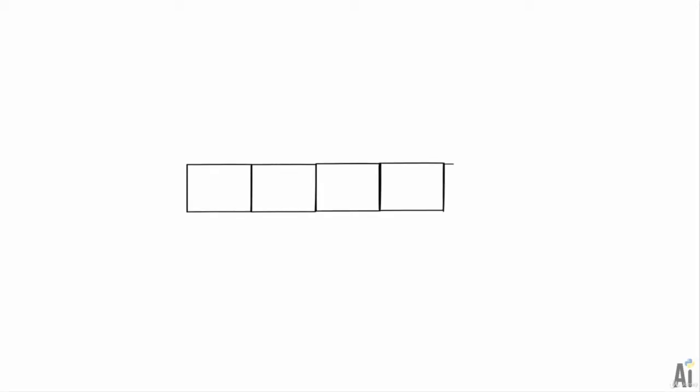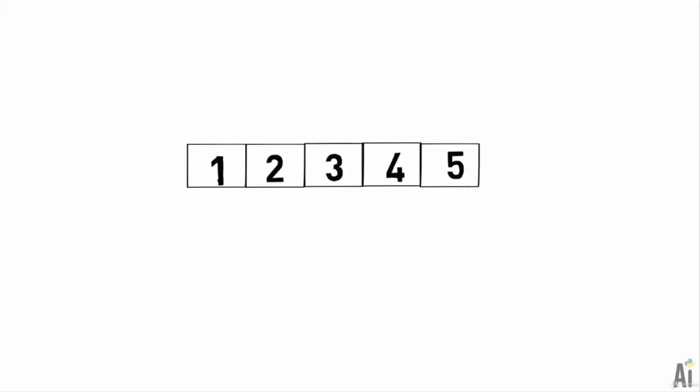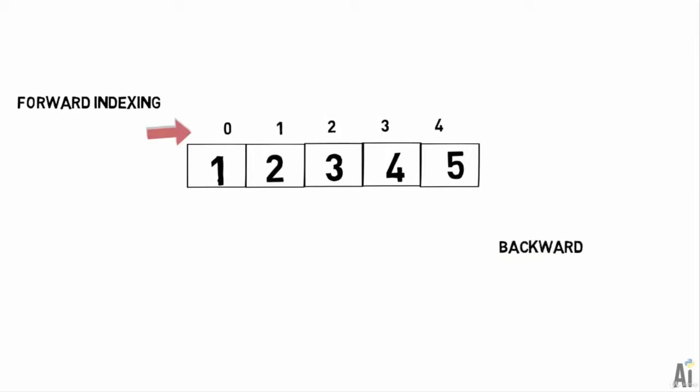Let's see the scenario in the list's pictorial representation. You can see that it allows access to elements from both ends. There are two types of indexing, that is forward and backward. Here I am taking one example of the list. A list contains 5 elements: 1, 2, 3, 4 and 5. The forward indexing starts with 0, 1, 2, 3 and 4. The backward indexing starts with -1, -2, -3, -4 and -5.